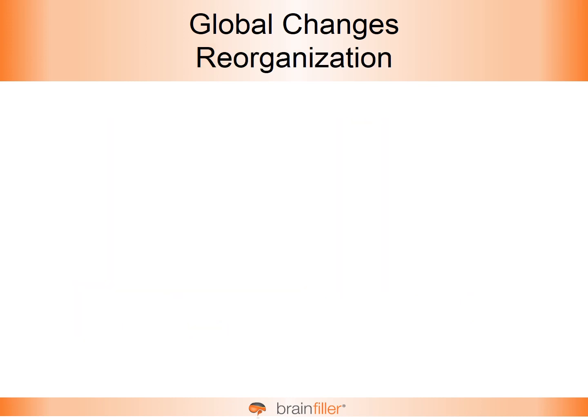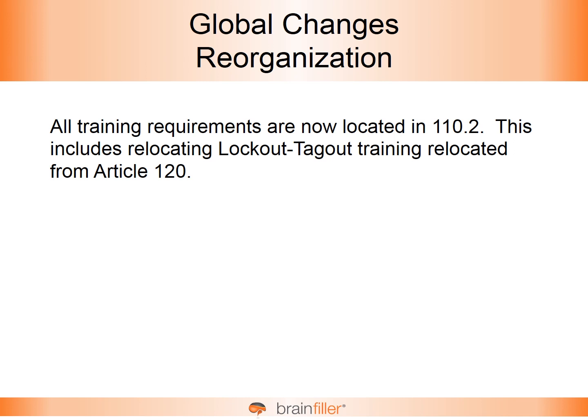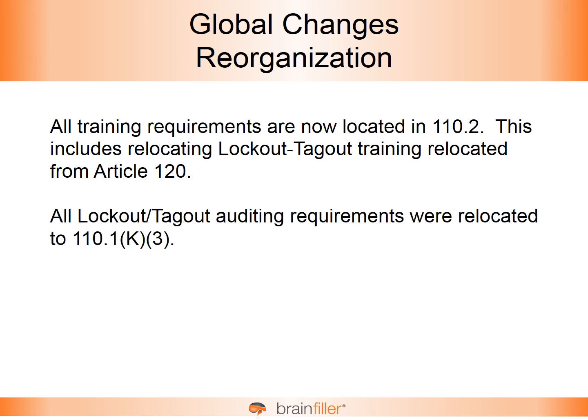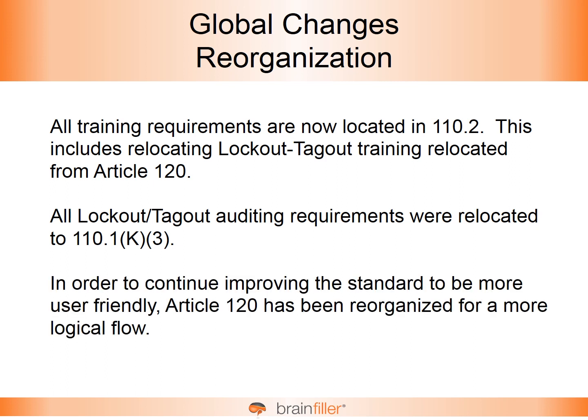There was quite a bit of reorganization with the 2018 edition. All training requirements are now located in 110.2. This includes relocating the lockout tagout training from Article 120, which is where it was previously located. All lockout tagout auditing requirements are relocated to 110.1 K3, and in order to continue to improve the standard, basically make it more user-friendly and to flow better, Article 120 has been reorganized for a more logical flow. We're going to see that a little bit later on. The sequence of steps for Article 120 are in a much more logical sequence.